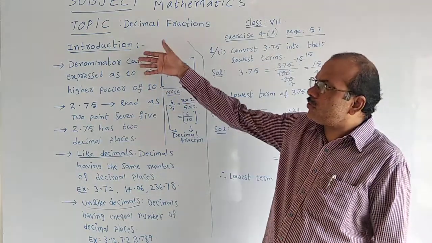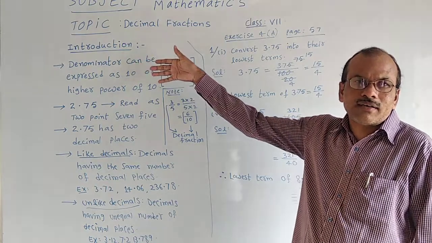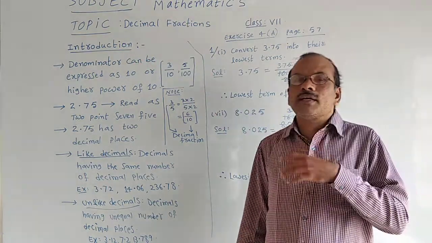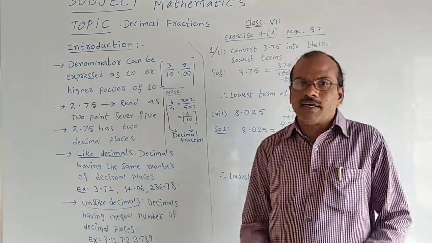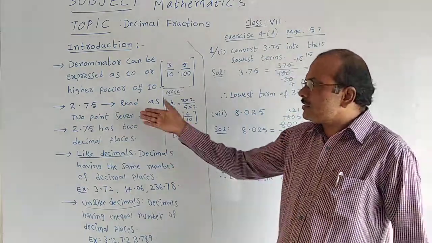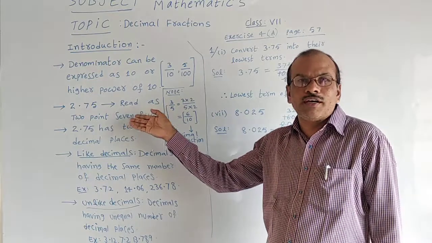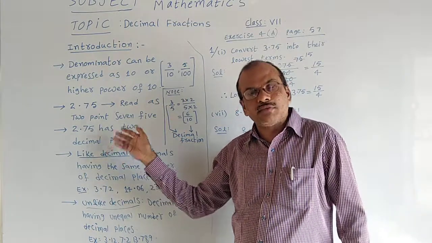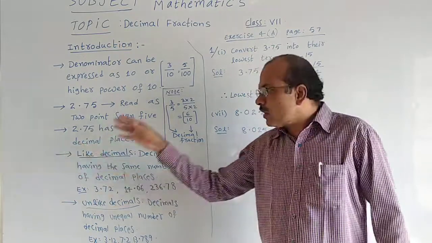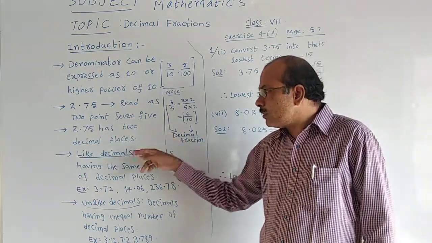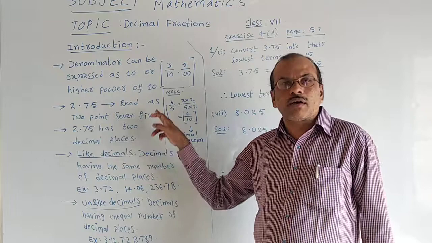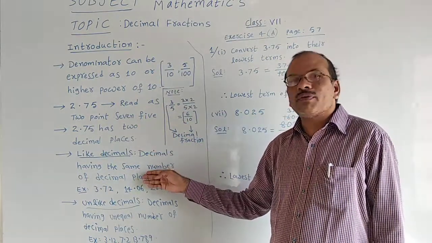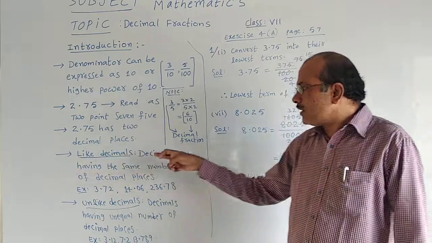Here we have learned about a decimal fraction having 10 or a higher power of 10 as the denominator. In the same way, the reading part: how to read a decimal fraction. Afterwards, what is a decimal point, what is a whole number part, what is a decimal part. Then how many places are there in the decimal part, called decimal places. I hope these 3 are clear for you. Now comes the 4th one, like decimals.